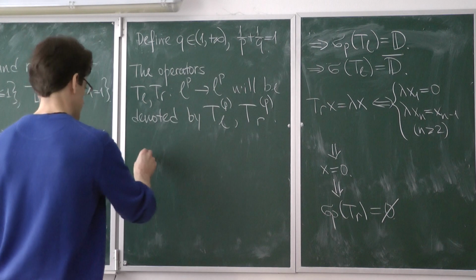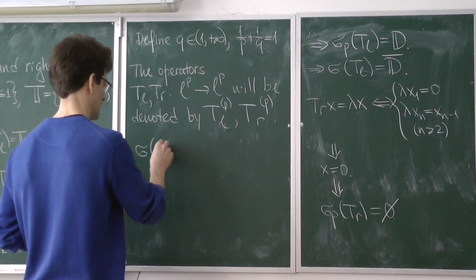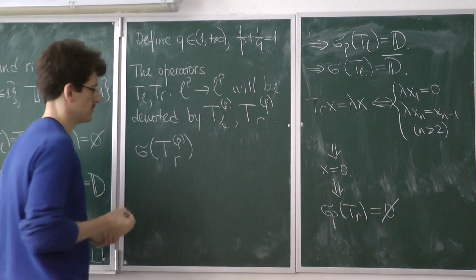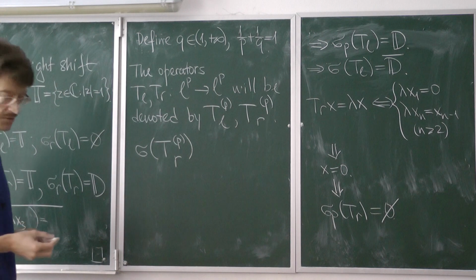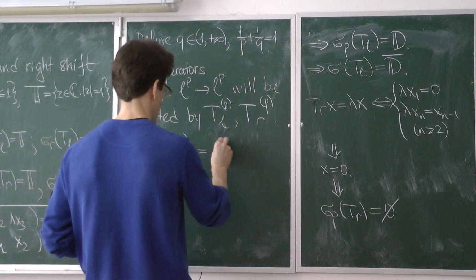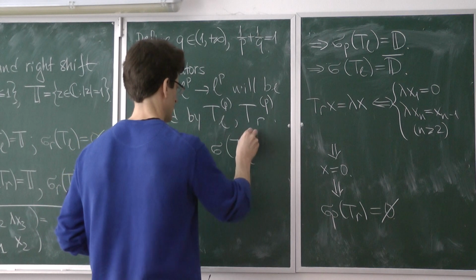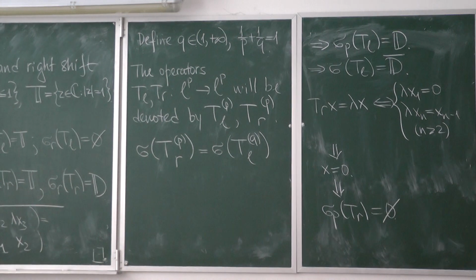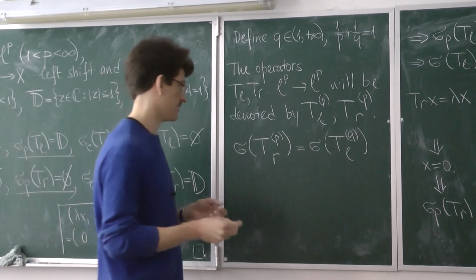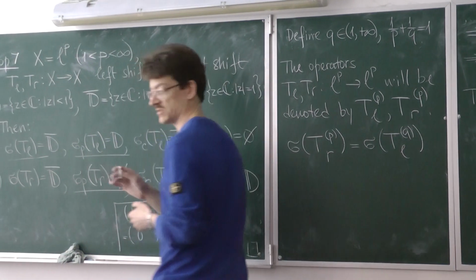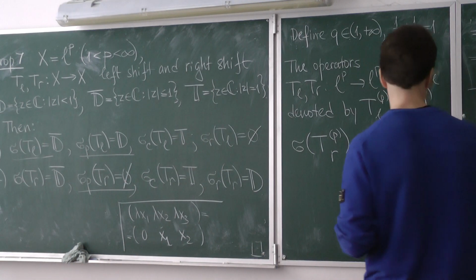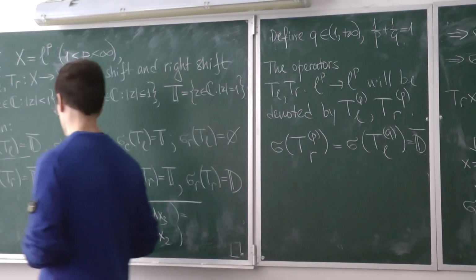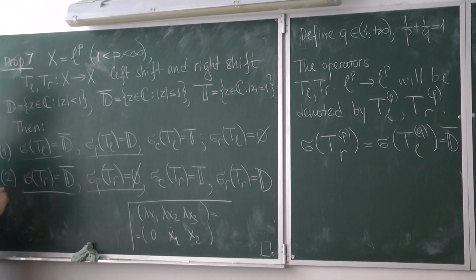So now let's look at the spectrum of the right shift operator on LP. So since the dual of this operator is similar to the left shift operator on LQ, we have the following inequality. But we already know that the spectrum of the left shift operator is the closed disk. This is a closed disk. So we have this equality.